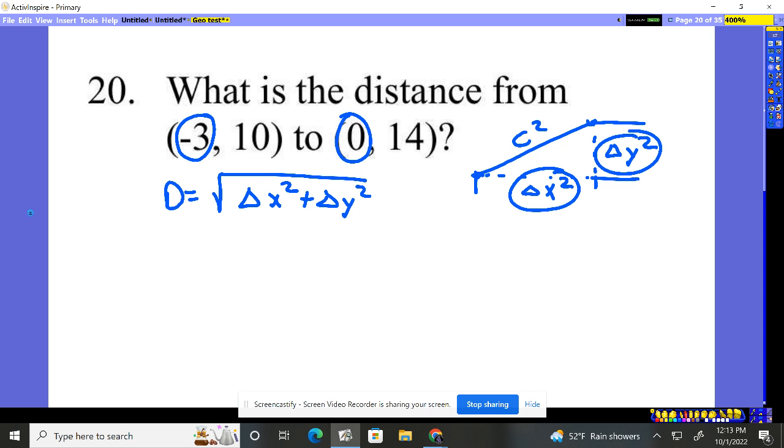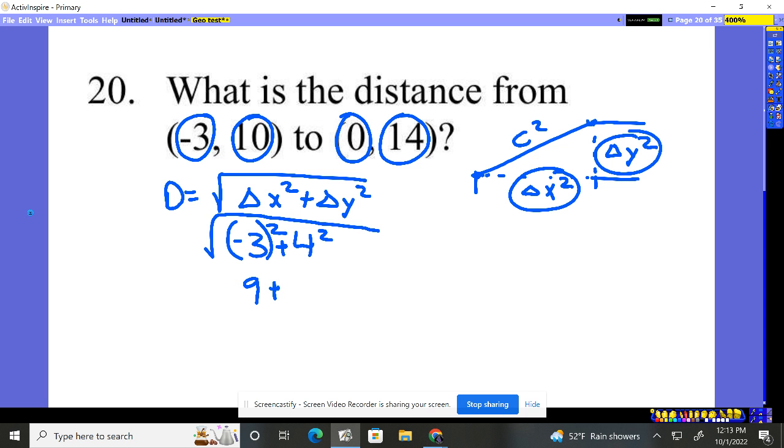-3 to 0. How far apart are -3 and 0? They're 3 apart. Okay. If you put a negative on it, you just got to make sure you put parentheses. Notice if I square a negative, I'm going to get a positive 9 there. If I square 3, I'm going to get a positive 9. In here, you don't ever have to worry about negatives because we're talking distance. Difference between 10 and 14 is 4, so plus 4 squared. So I get 9 plus 16. Oh, this is going to be pretty because it's going to be square root of 25. The answer is 5 for that.